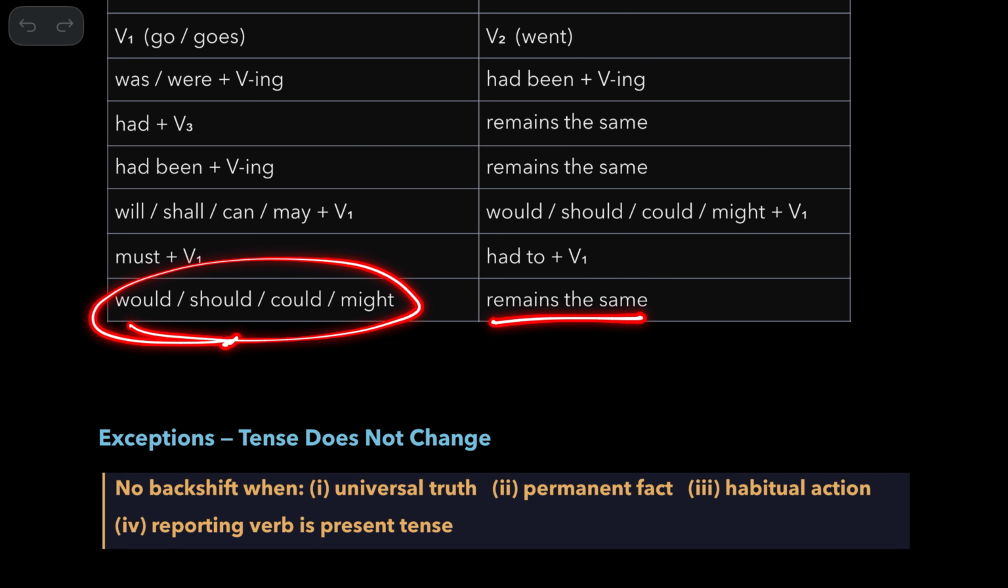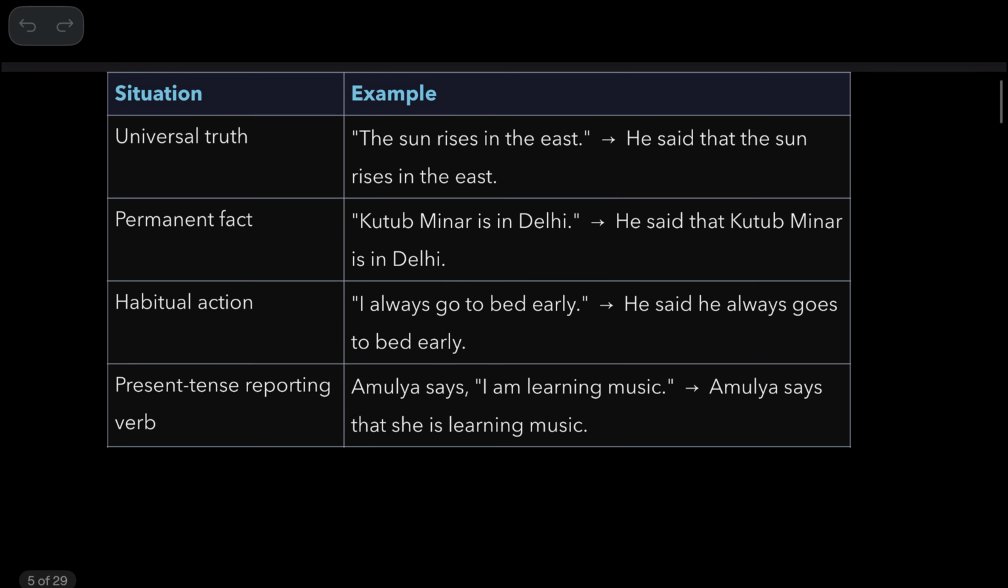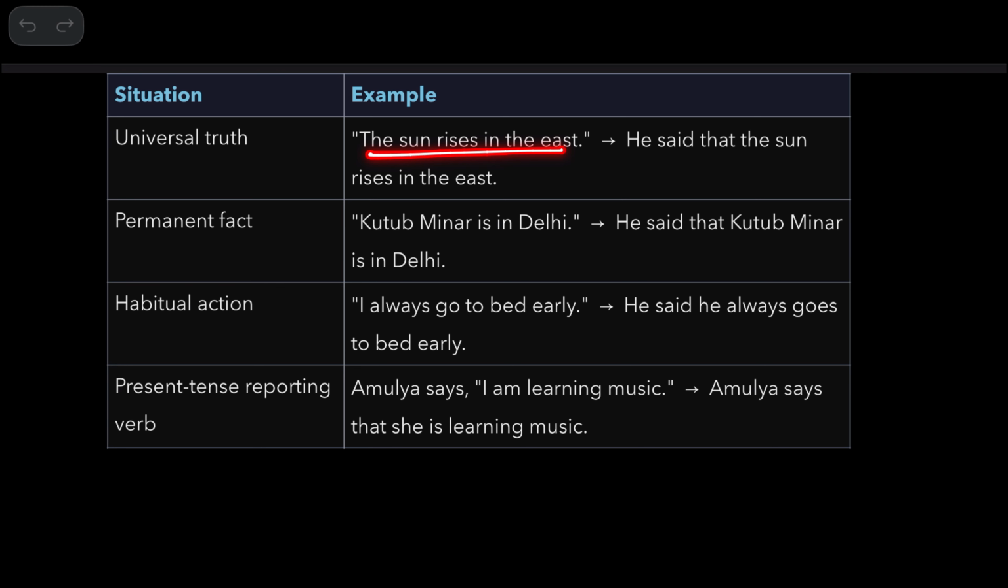Sometimes the tense does not change, especially when you're reporting a universal truth, permanent fact, or habitual action, or if the reporting verb itself is in the present or future tense. So I'm going to give you examples for each of them. See here, the sun rises in the east. This is a universal truth. So he said that the sun rises in the east. You don't change this into rose.